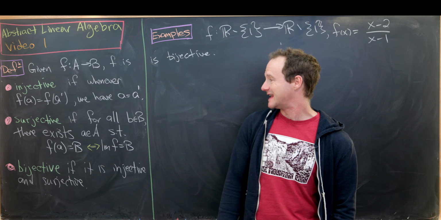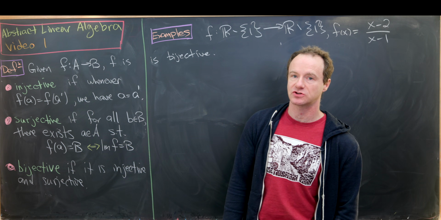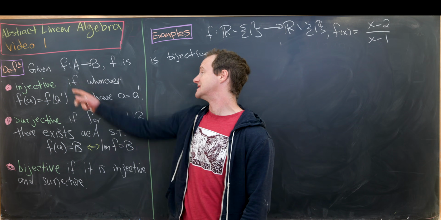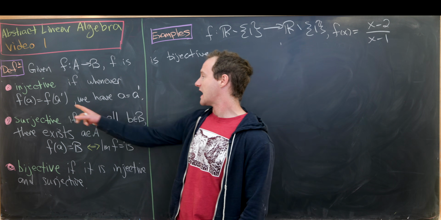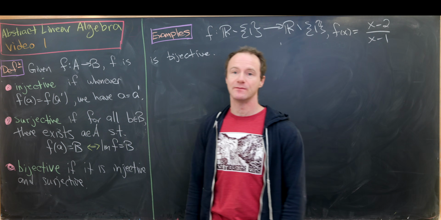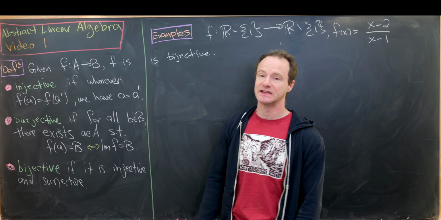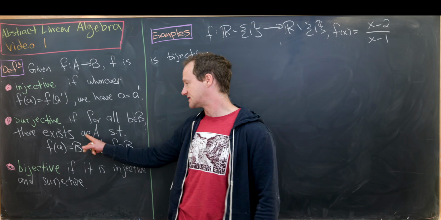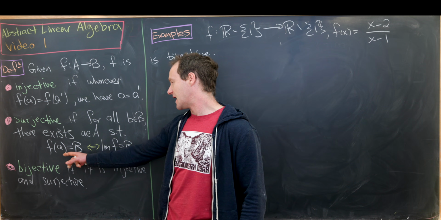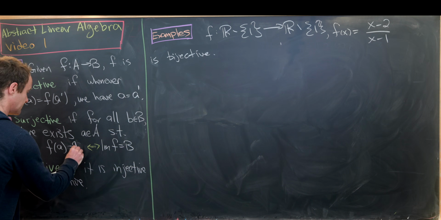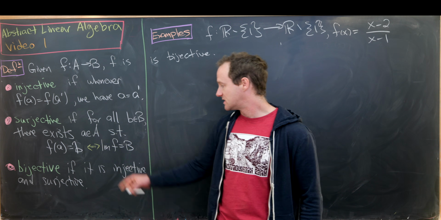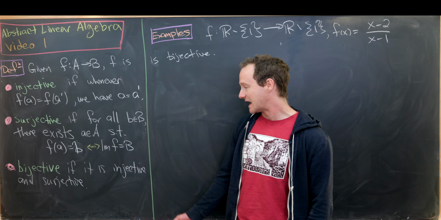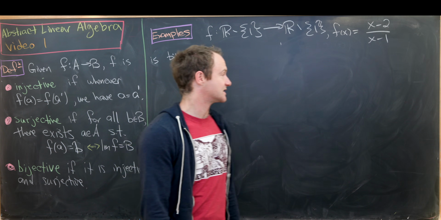Now we're ready to look at the notion of an injective, surjective, and bijective function. So here we'll start with a function from A to B, where those are arbitrary sets. F is injective whenever the equation f of a equals f of a prime implies that a is equal to a prime. Next, it's surjective if for all little b in capital B there exists an a in capital A such that f of a equals little b. So let's notice that that is equivalent to the image of f being the whole set capital B. Finally, it's bijective if it's injective and surjective.